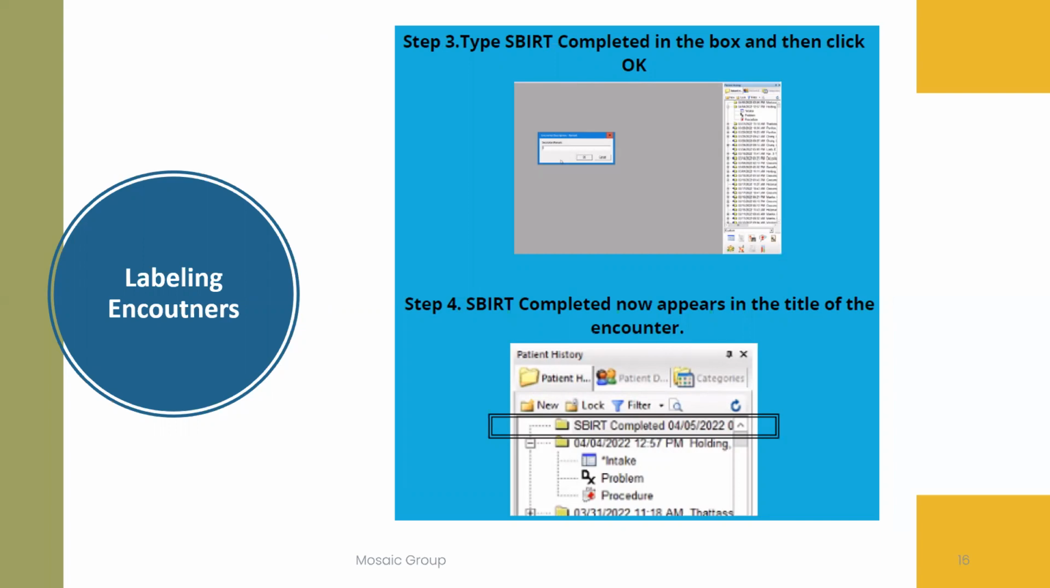And then from there in step 4, you can see where we have a completed title there in the encounter label. And so again, looking back, moving forward, you would be able to see SBIRT completed very easily when you're trying to determine whether a patient is eligible for screening or not.